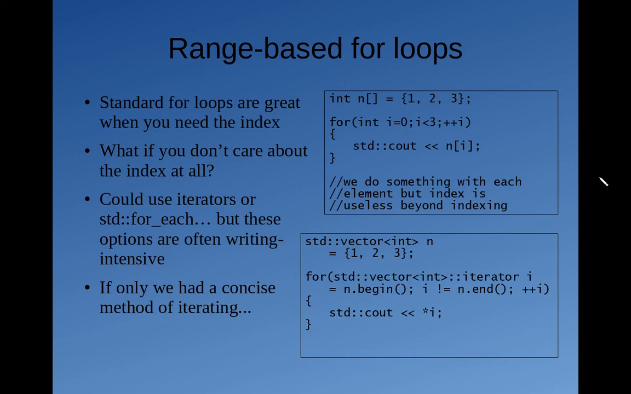Alright, let's talk about range-based for loops. So in C and C++98 and C++03, you have your standard for loops as part of the core language. And standard for loops are pretty great because you have a lot of control over the index. So you can do whatever wacky thing you want with the index, right?